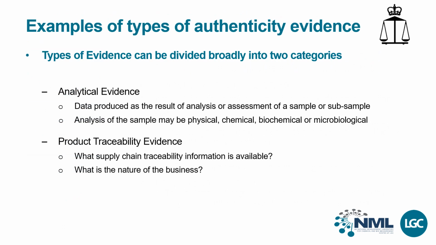There are many types of evidence used with food authenticity analysis, but these may be broadly divided into either analytical evidence or product traceability evidence. Analytical evidence may be thought of as the data produced from an analysis or assessment of a sample or subsample, and may be physical, chemical, biochemical, or microbiological in nature. Product traceability evidence is primarily derived from supply chain traceability information or data linked to this. Product traceability evidence can contain more detail, and this is further explained in the next slide.